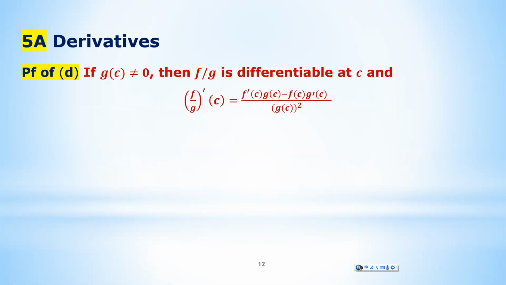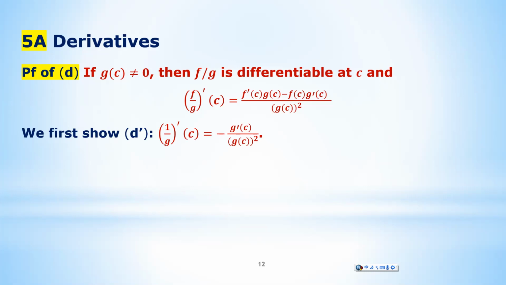Okay. Now let's move on to part D. That's the quotient rule. For the quotient rule, I have to assume that g(c) is not equal to 0. So I'm going to prove this quotient rule. It looks complicated, so first I'm trying to simplify it. Instead of proving the full quotient rule, first we are going to show a simplified rule.